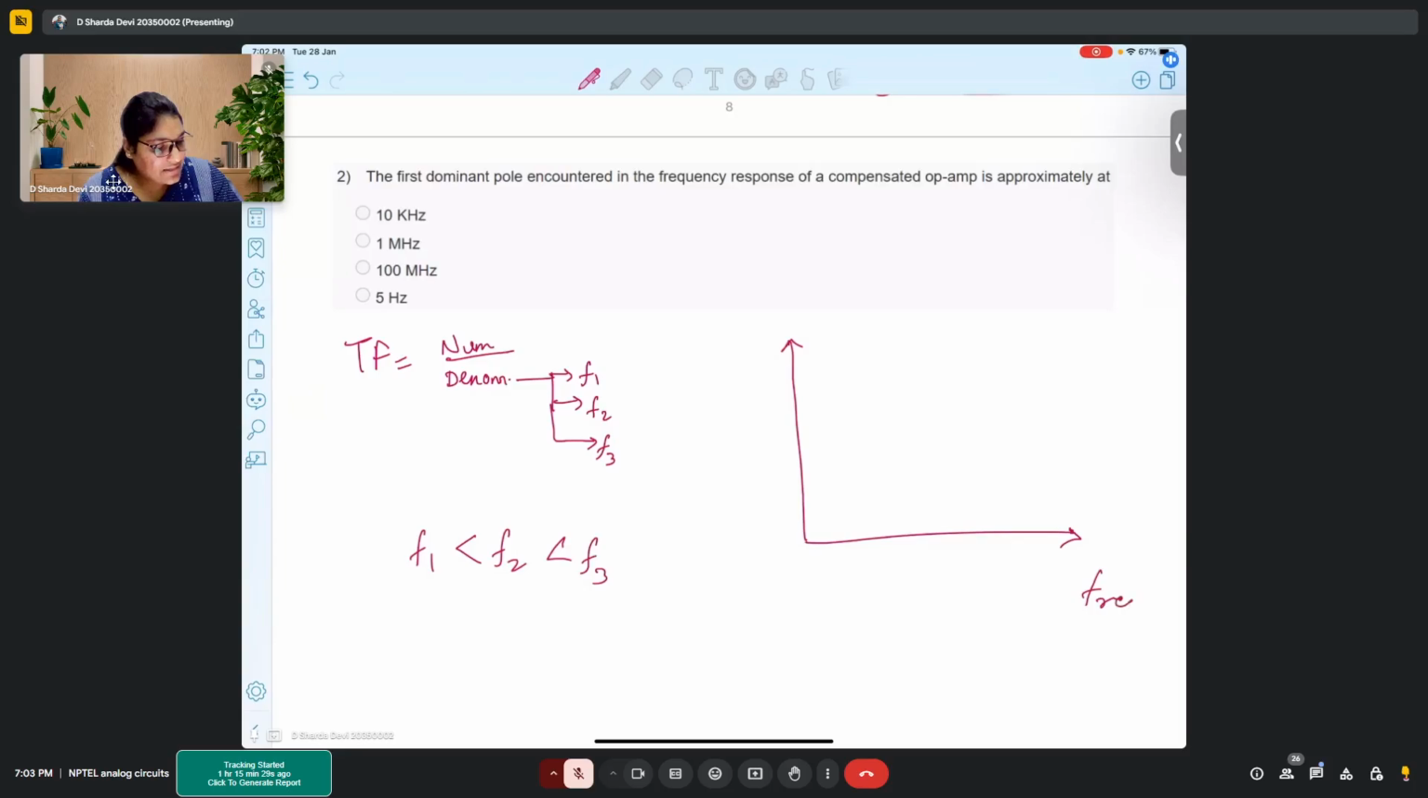When we place these frequencies in the frequency response, frequency 1 will come here, frequency 2 will come here, and frequency 3 will come here. We denote them by a cross in the pole-zero or frequency response plot. Here, the first frequency, or the smallest frequency that we get in our system, we call a dominant pole. So the smallest frequency is the dominant pole.